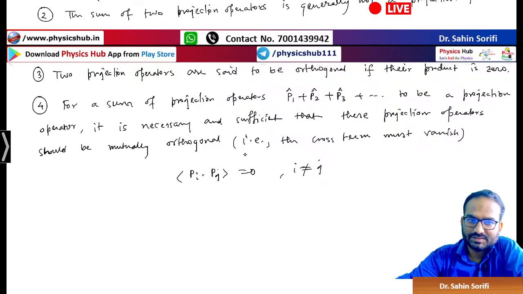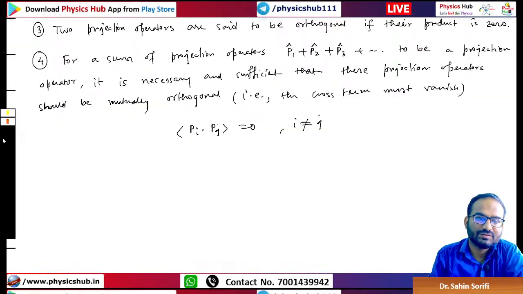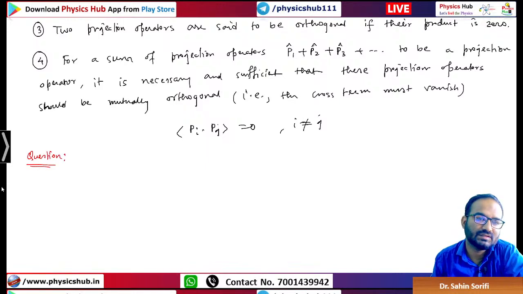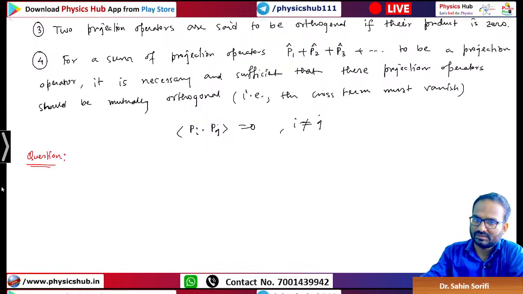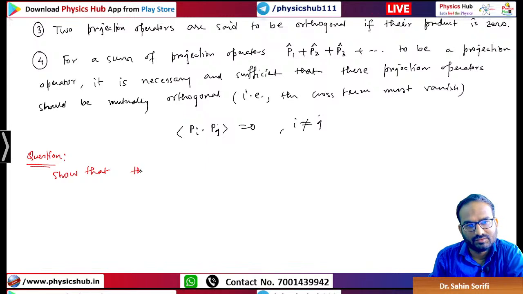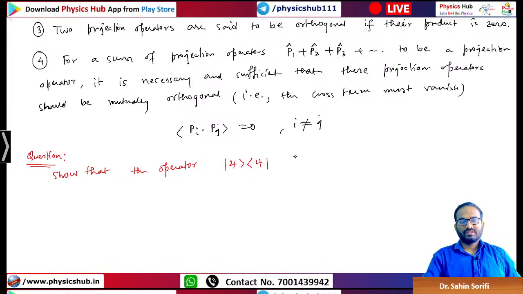Now there is a very interesting question based on these projection operators. The question is something like this. These questions are very useful if you are tackling an interview. We have to show that the operator defined from the bra and ket, ket psi bra psi, is a projection operator.